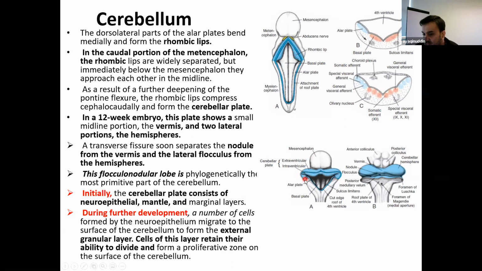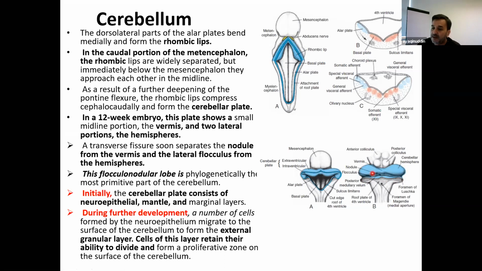So you see this is a transverse fissure which is going to give rise to this flocculonodular lobe here, and it will separate the cerebellar hemisphere from this flocculonodular lobe, which is going to be lying here. So this transverse fissure, which you see here, is going to separate the cerebellar hemispheres from the flocculonodular lobe. Initially, the cerebellar plate consists of the neuroepithelial cells, the mantle layer, and the marginal layer, as you saw in the spinal cord.